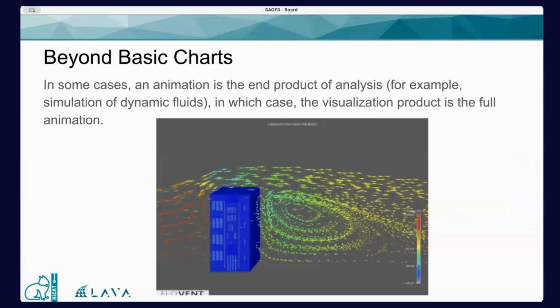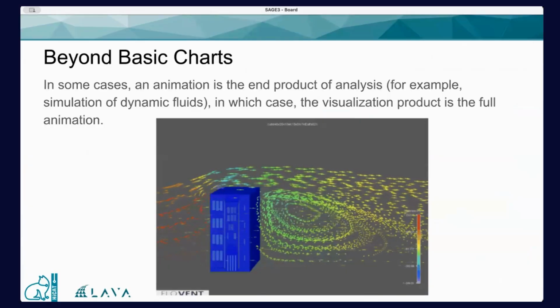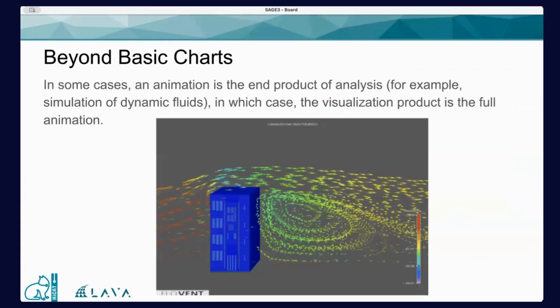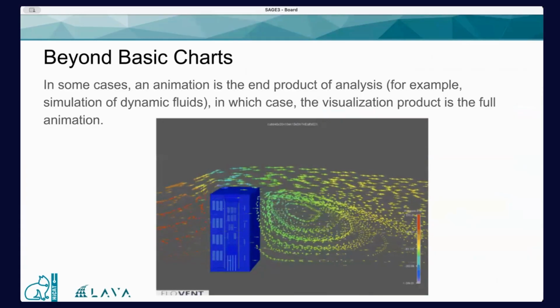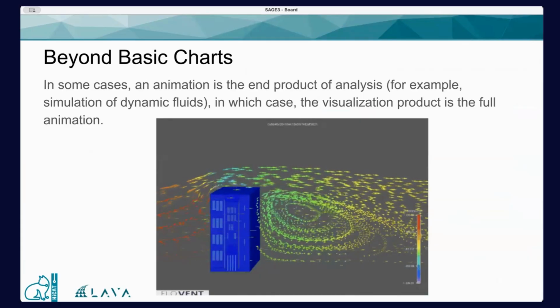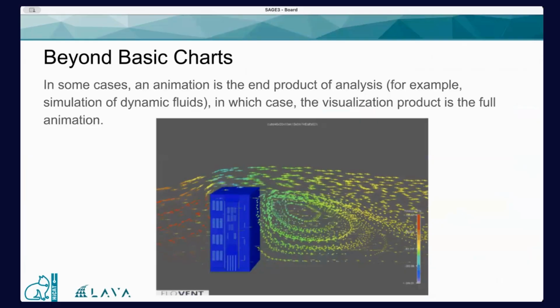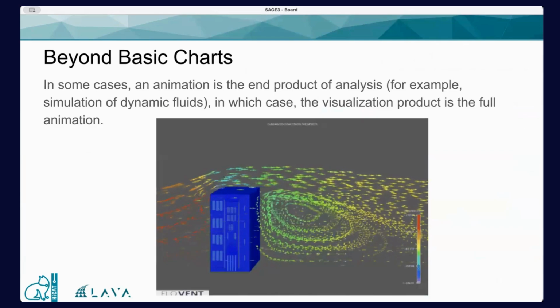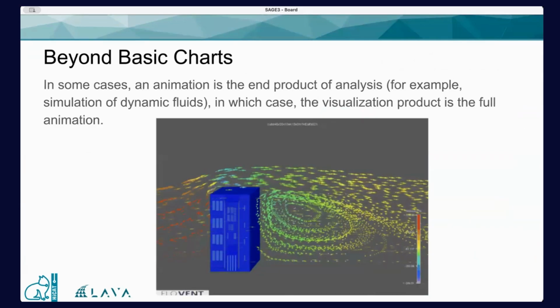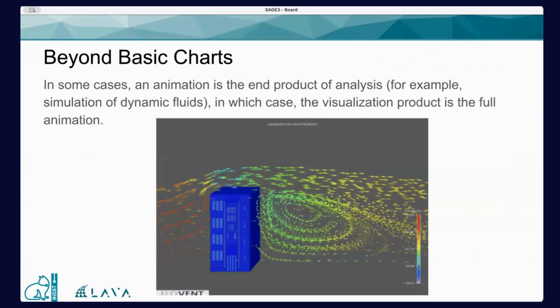In some cases, the visualization is basically the end product, which is in this case the simulation of some kind of a dynamic flow, right? So let's say you run the simulation, you actually need to see what's happening. This is the part where you're interested in the visualization, right?